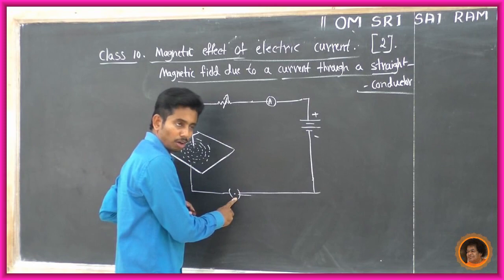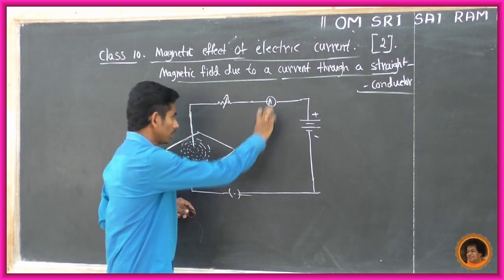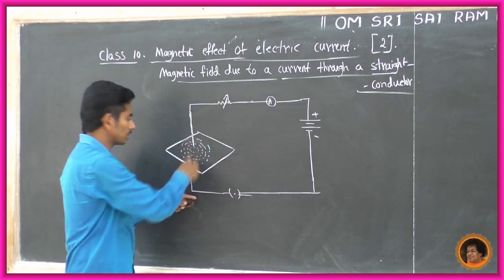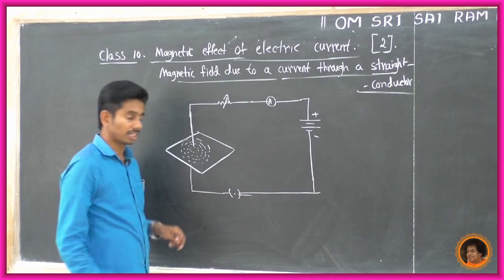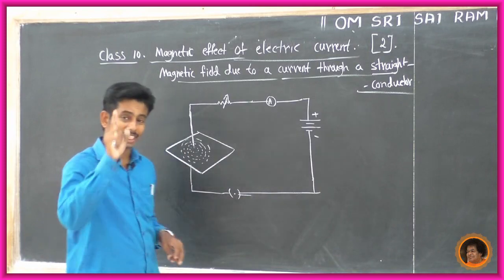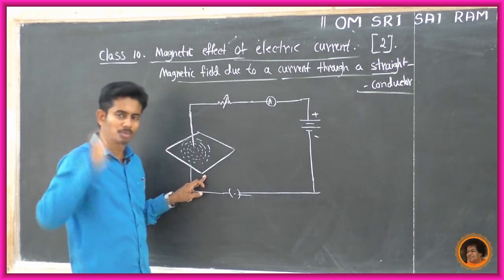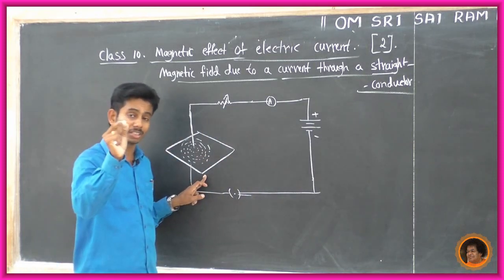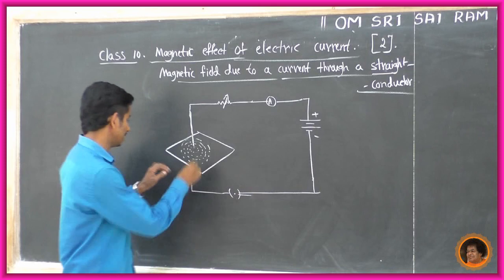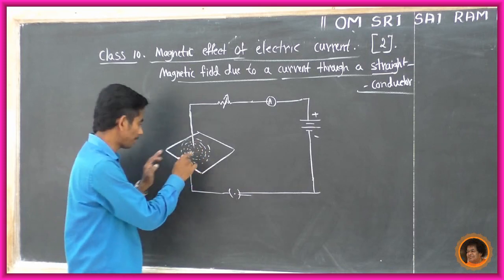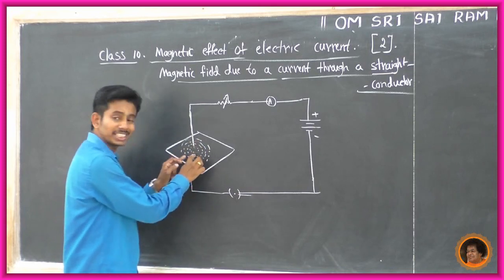Now, if we switch on, the current passes through this conductor. Current passing through the conductor means it produces a magnetic field. What is the pattern of that magnetic field? This is the pattern: concentric circles.